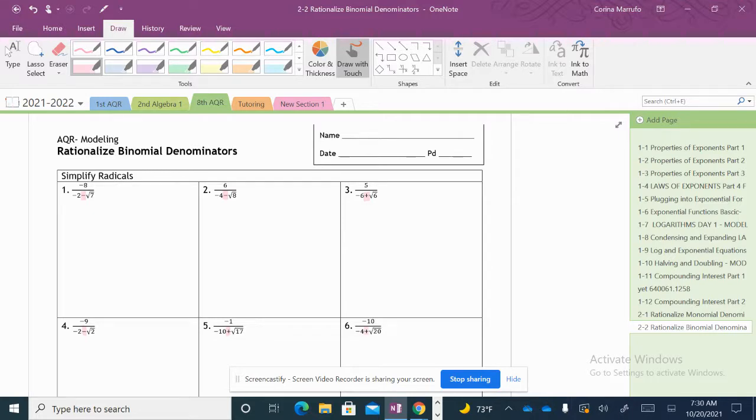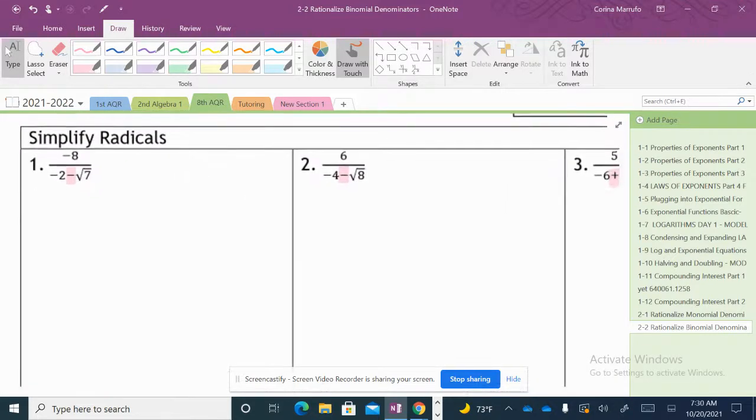In order for us to cancel out the square root on the bottom, we are going to have to multiply by what we call the conjugate. So here we're going to do -2, and then instead of minus, we're going to do plus the square root of 7. That's how we are going to cancel out the square root on the bottom. Now remember, whatever we do on the bottom, we have to do on the top. So we're going to distribute this -8 to each one when we multiply.